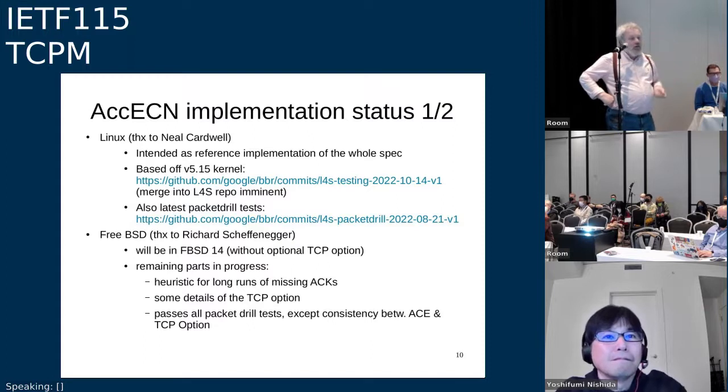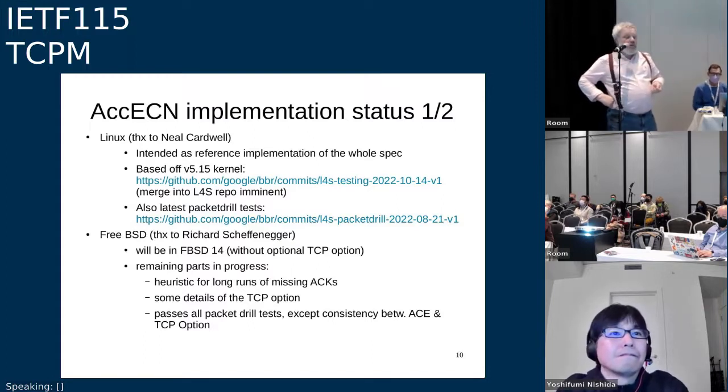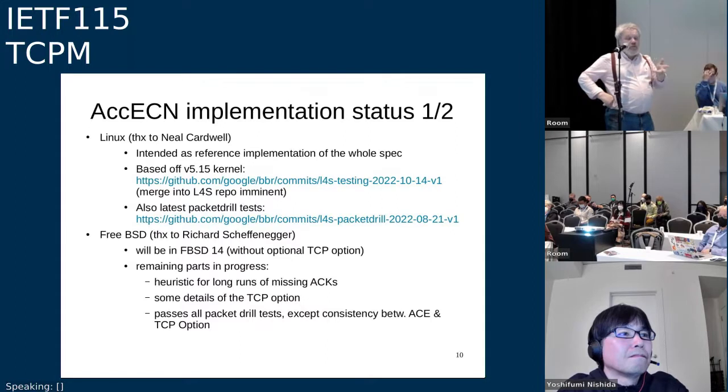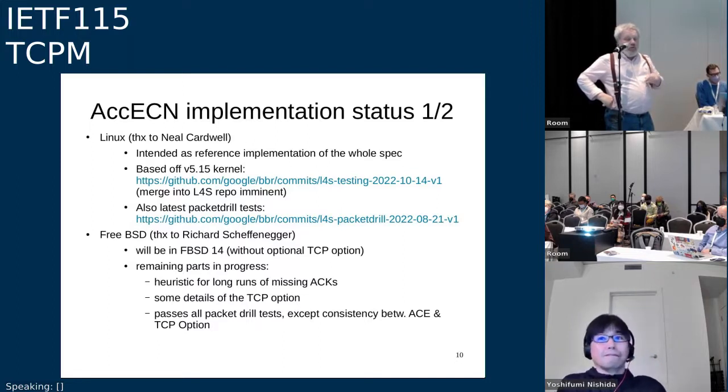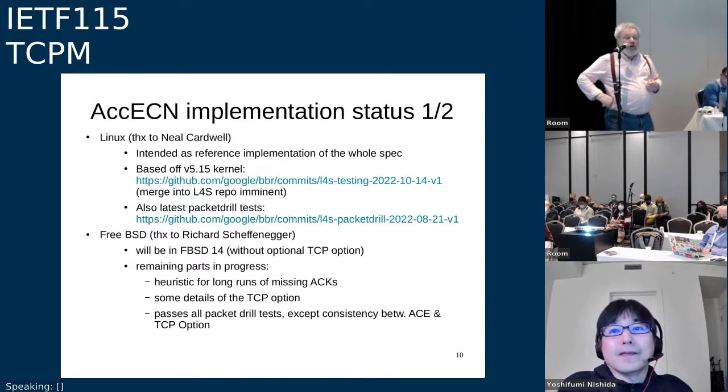Then Richard here has been implementing it on FreeBSD. That will be in FreeBSD 14, I believe. That's great, yep. But without the optional TCP option. And Richard's done a lot of the coding around that, but still the parts of the TCP option, well, there's some heuristic stuff not to do with the TCP option left, and some details of the TCP option as well. And so far it passes all the packetdrill tests that I mentioned above, except one to do with the TCP option, obviously, because it's not implemented. Right. Okay.